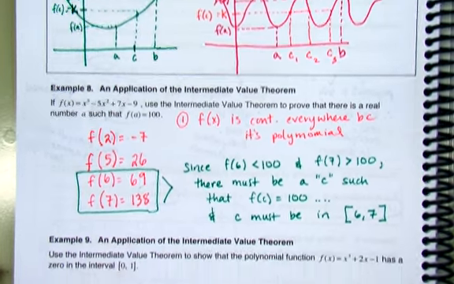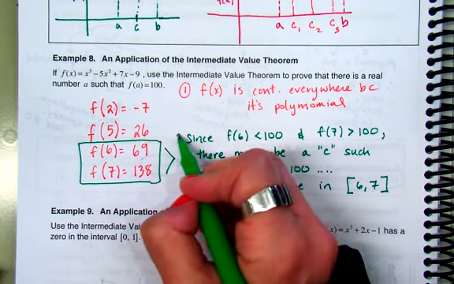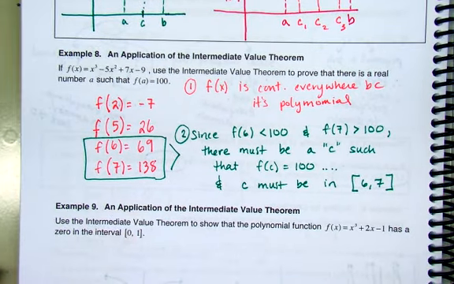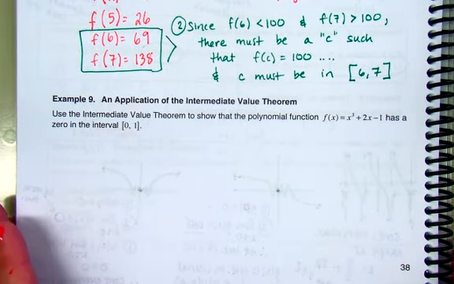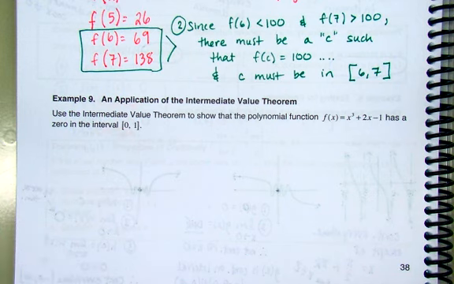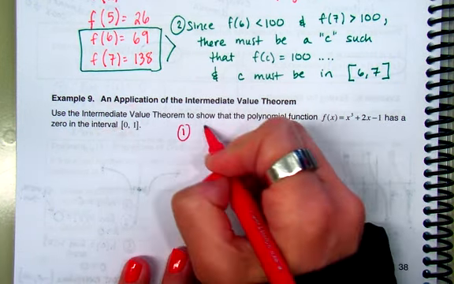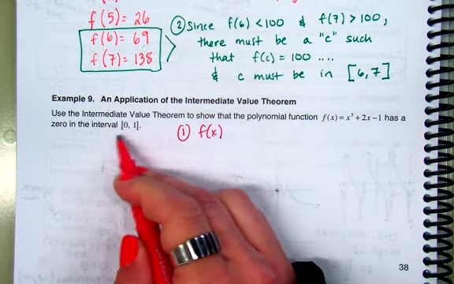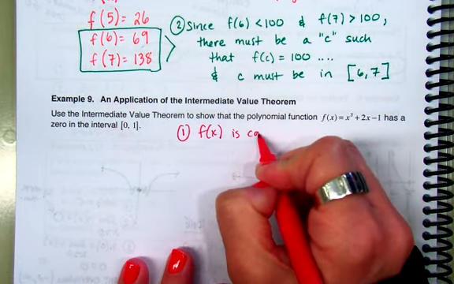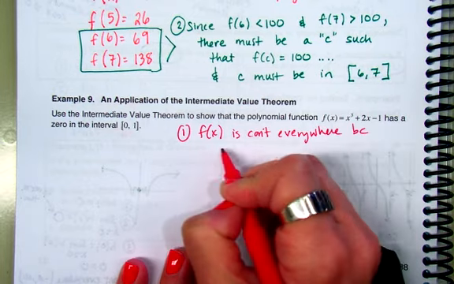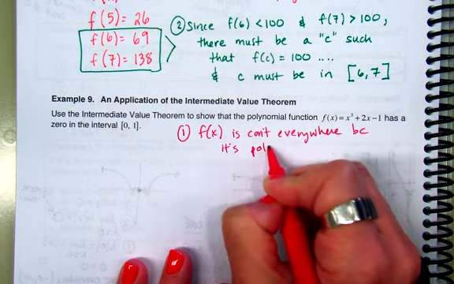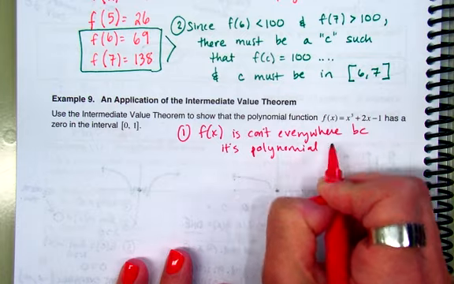Let's look at example 9. Similar example, right? So, sorry, that was step 1. This would be your step 2, okay? Again, this one now wants us to use intermediate value theorem to show that this polynomial function has a 0 in the interval from 0 to 1, closed interval. Okay, so first step again, is f of x continuous in that interval? Well, f of x is continuous everywhere in this case, because again, it's a polynomial. Okay, so that's step 1.